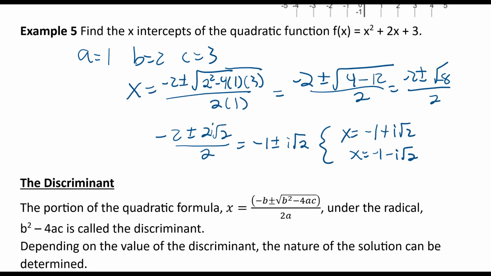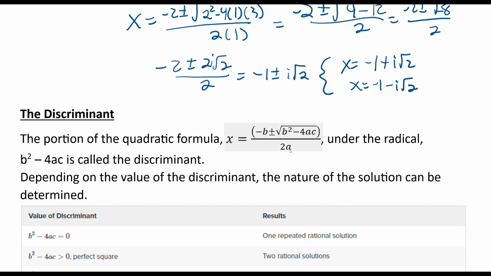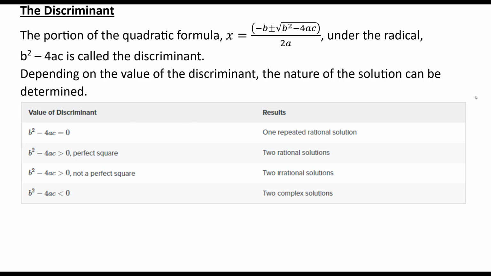Now the discriminant is the part under the radical for the quadratic formula. And I don't think we covered this before, so I was going to talk about that now. So if we think about our quadratic formula, it gave me this extra set of parentheses. Whatever, I'm just going to leave it like it is. So we have our quadratic formula. The part under the radical is called the discriminant, b squared minus 4ac. And depending on the value of the discriminant, it tells you what kind of solutions you're going to have.